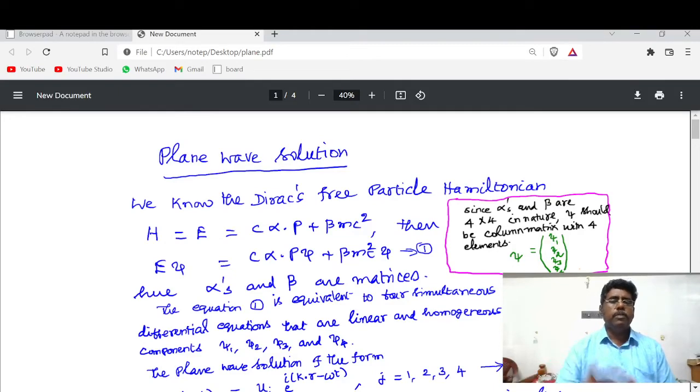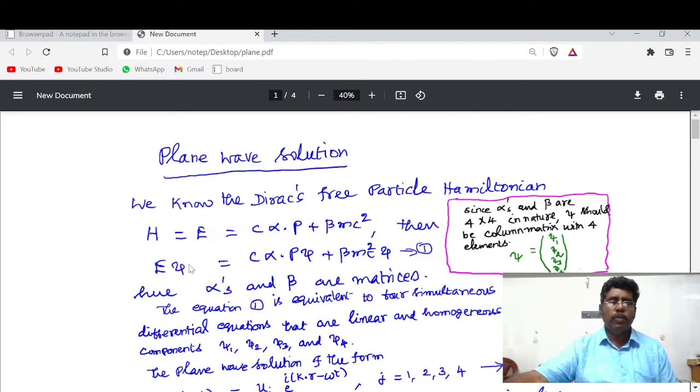So in this presentation we have to talk about the plane wave solution. For that, consider the Dirac Hamiltonian of a free particle, H equal to E equal to c alpha dot p plus beta mc squared. Here alpha and beta are 4x4 matrices. Now allow the Hamiltonian operator to operate on the function psi. We can get the equation of form 1.